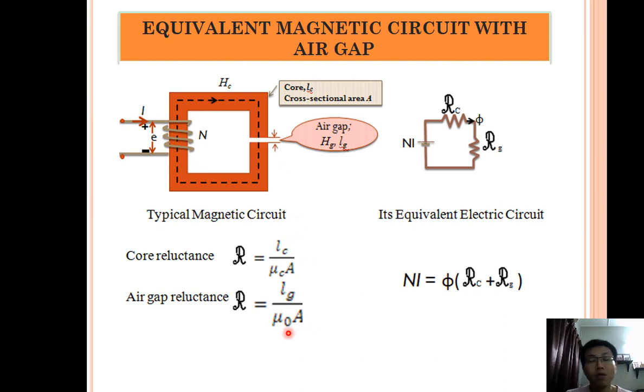Mu naught, why do we only use mu naught instead of mu g? Actually mu g equals mu r times mu naught. But mu r of the gap, or of the air, is 1. So mu equals mu naught. That's why we directly use mu naught. The area will possibly be the same, if the cross-sectional area is the same. So when we put this into Ampere's circuital law, Ni equals flux times Rc plus Rg. I guess you are all very expert in this one.